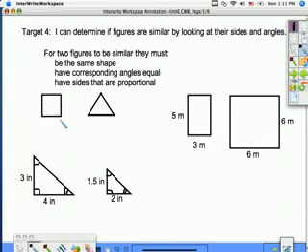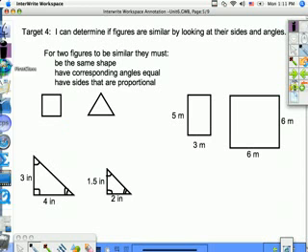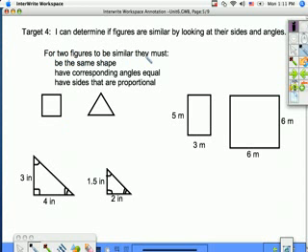Target 4. I can determine if figures are similar by looking at their sides and angles. For two figures to be similar, they must have all three of these. They must be the same shape, have corresponding angles that are equal, and have sides that are proportional.